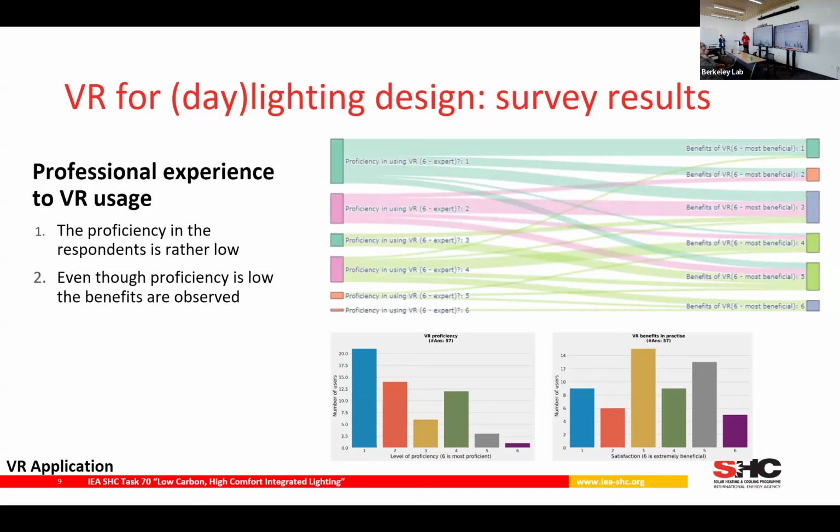And the good thing is, even though the proficiency is not that high yet, the benefit of using the technology is actually noticeable, and only one person with proficiency close to expert, 4, is actually not seeing any benefit of that.